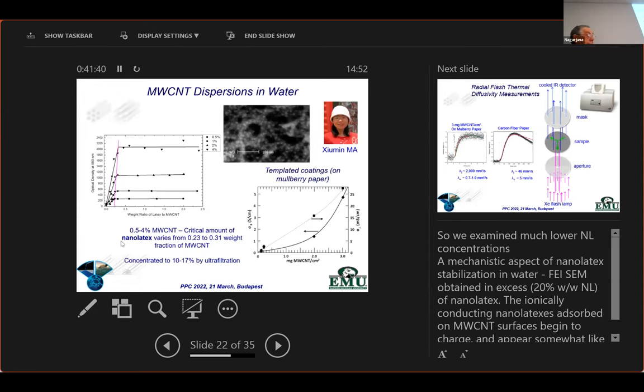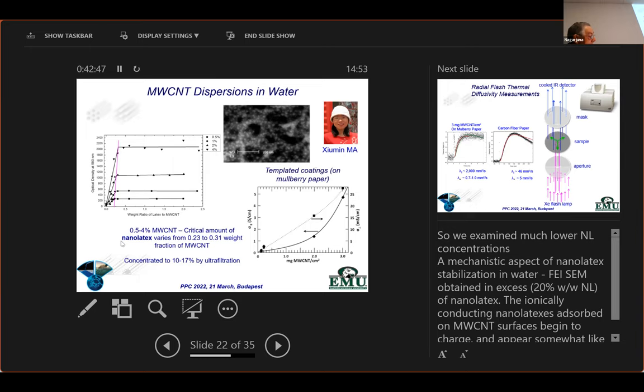Okay, so we take these nanolatexes and disperse multi-wall carbon nanotubes. This was done by Dr. Ma. Here we're varying the weight ratio of the nanolatex to the multi-wall tubes and looking at the effective optical density with extensive sonication. What we find is a breakpoint as we increase the concentration of multi-wall tubes from 0.5 to 4%. This breakpoint slowly shifts to higher levels, which indicates there's a de facto equilibrium effect, but it isn't extremely large. It tells us basically how much nanolatex or stabilizer we need in order to disperse a given amount of multi-wall tube. That's critical in terms of making coatings most efficiently.